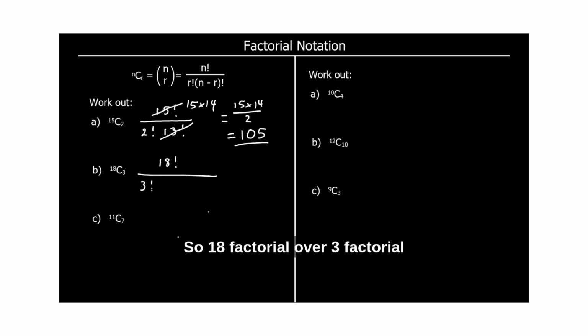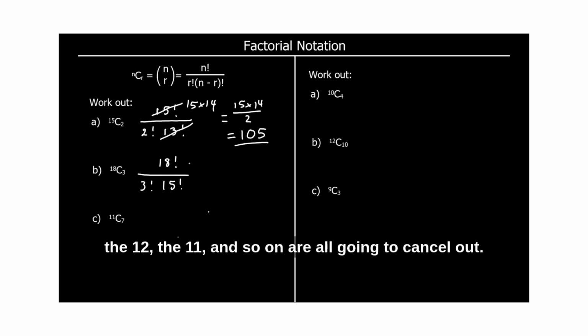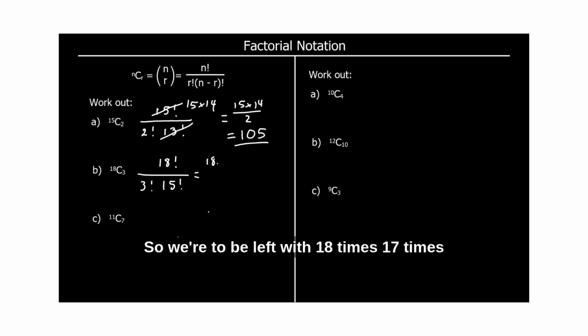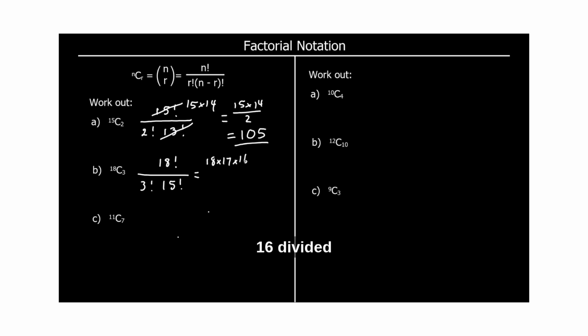So 18 factorial over 3 factorial times n minus r. 18 minus 3, that's 15. So simplifying this, 18 factorial divided by 15 factorial. So the 15, the 14, the 13, the 12, the 11, and so on are all going to cancel out. So we're going to be left with 18 times 17 times 16 divided by 3 times 2 times 1, which is 6.